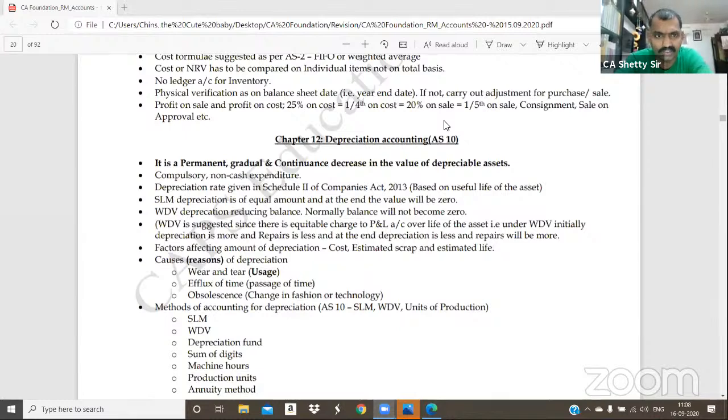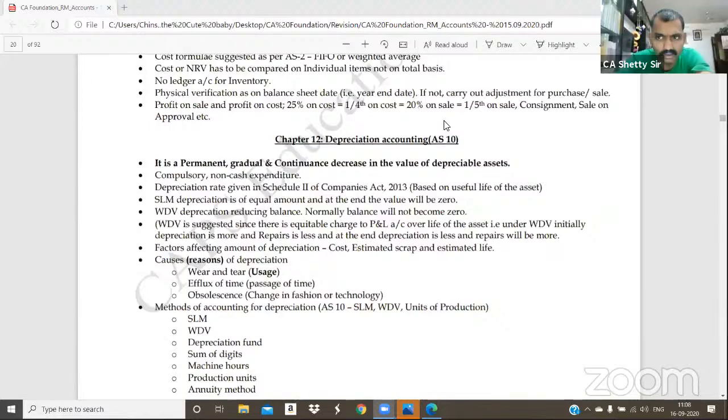First year, this is the special one. First year 100 lakh into 30 lakh by 50 lakh is equal to 60 lakh. Second year 100 lakh into 10 lakh by 50 lakh is equal to 20 lakh. Very good, Vani. Third year 100 lakh into 6 lakh by 50, 12 lakh. Last year, fourth year 100 lakh into 4 lakh by 50 lakh, 8 lakh. Total 100 lakh. Understood? Yes, sir.